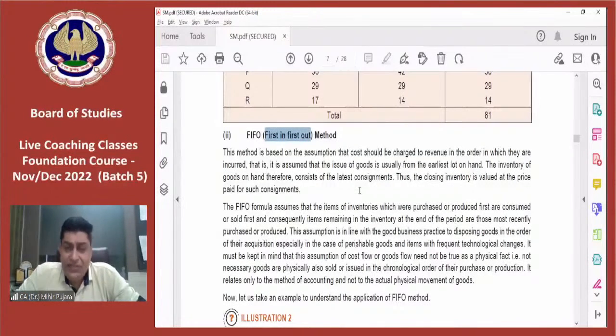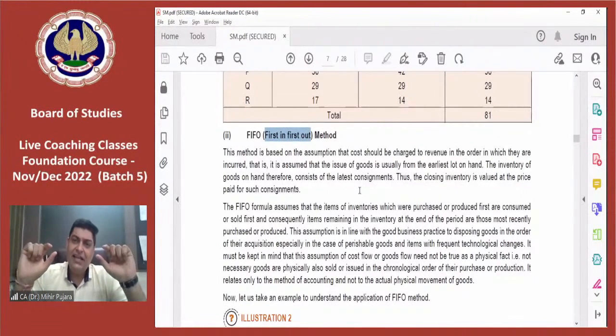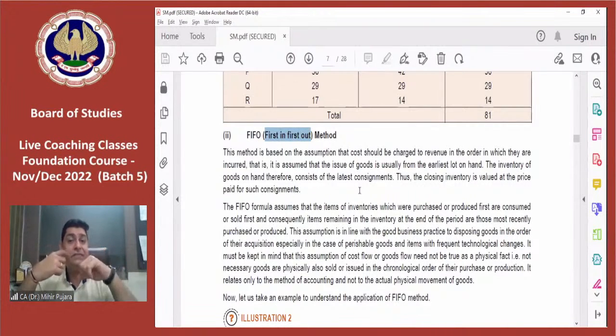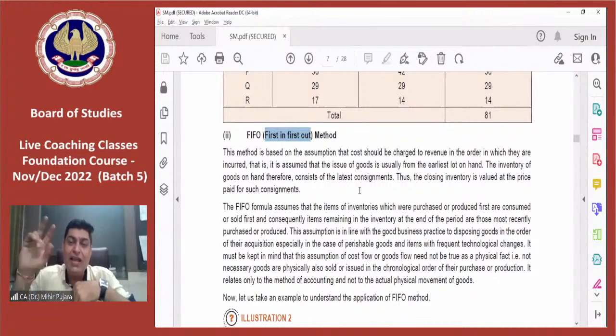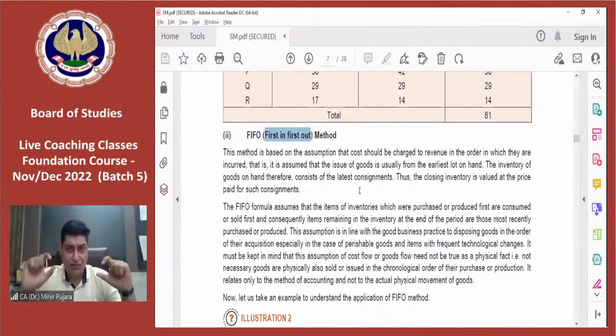Say for example, on 1st of August, I purchase 100 units at the rate of 10 rupees. On 2nd August, I purchase 200 units at 11 rupees. Now on 3rd August, I want to sell, I want to issue 250 units. So I have two lots, a 100 lot of 10 rupees each, and a 200 lot of 11 rupees each.